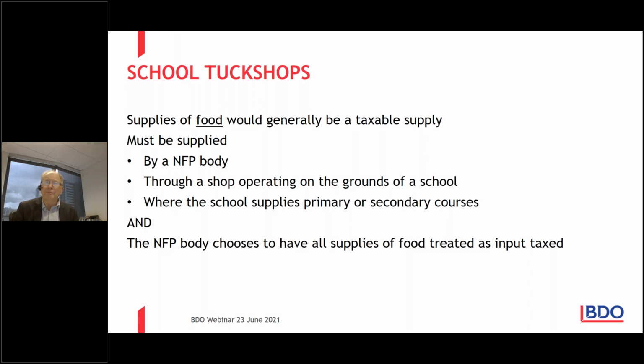They call it a shop, so it's got to look and feel like a shop, operating on the grounds of a school, and that school can only supply primary or secondary courses. So it certainly can't extend out into the tertiary level, but it does limit it. And again, the NFP body has to have made that election to operate as input taxed. So you need to be able to keep that record of, this is the date that we as an organisation chose to do this.